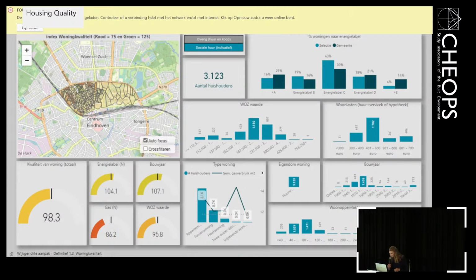Then we go to the next one. This is the housing quality. So this says what is the housing quality here in this district. It's the same with the index, and here the total index is 28.3. So that's almost 100. So that seems okay. But on the other hand, you see the gas use is a lot below the 100. So it's getting worse there.